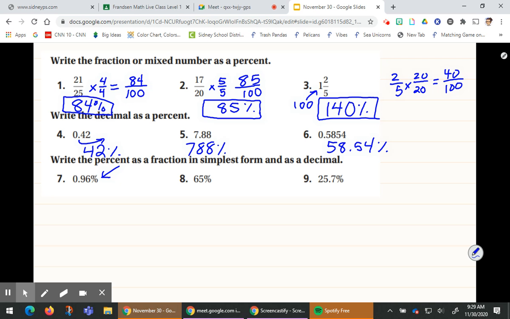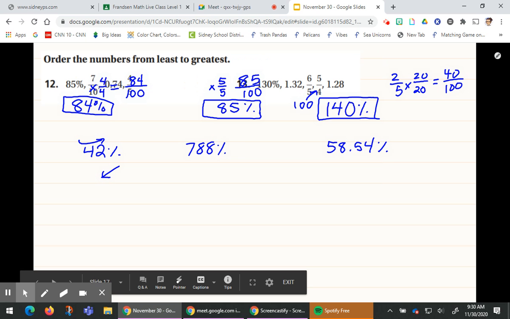So he's saying if we write it as a fraction in its simplest form and as a decimal, let's switch it first to a decimal instead of to a fraction. What would this percent be as a decimal? 0.96. You're given a percent, which direction do you move? Left. Oh, yeah. Right. Okay, let's look back at our notes on page 170. Left.